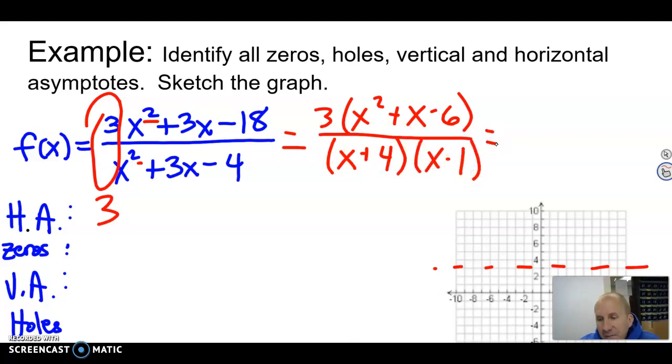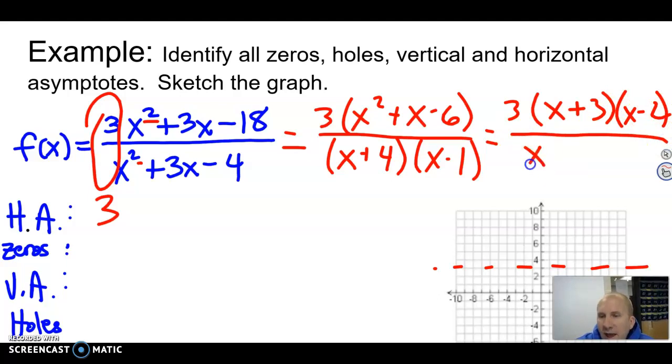And we look at the top, that's not done yet. The top can be factored further. The numbers that multiply to negative 6 and add to 1 are positive 3 and negative 2. So we have to be able to do our factoring in order to find all of our other critical information. We can't find our zeros, our vertical asymptotes, and our holes if we cannot find that other critical information.